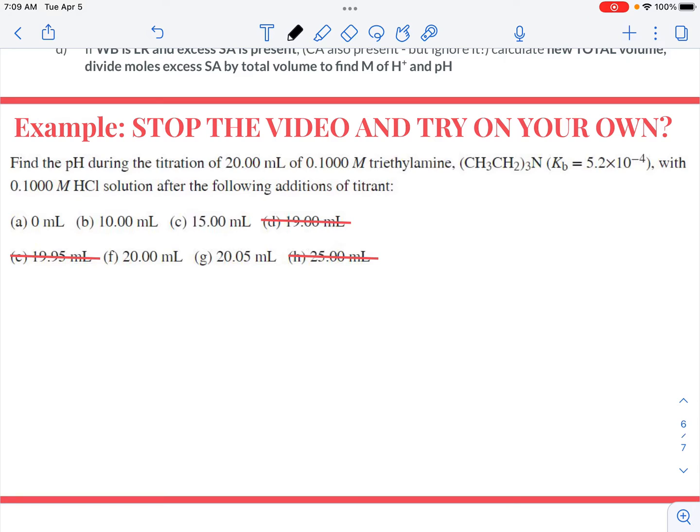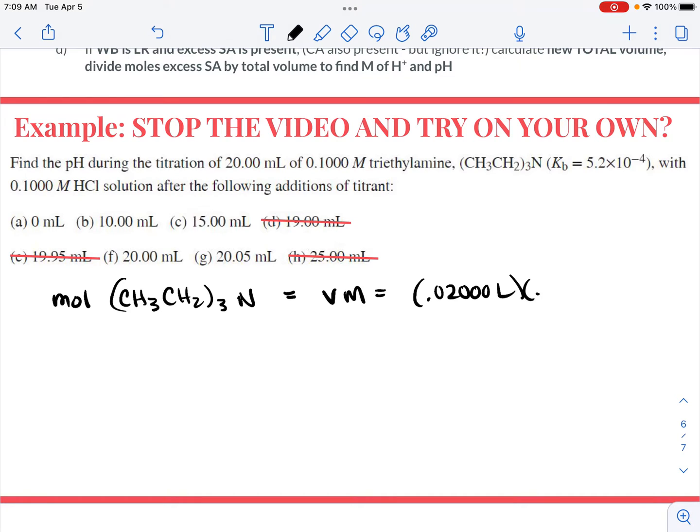My points of reference will be the moles of my analyte, which is the triethylamine that's in the flask. I'm going to call this moles of (CH3CH2)3N, and I'm going to find that from volume times molarity. Put this in liters, so 0.02000 liters times 0.1000 molar. And that is 0.00200 moles of weak base.